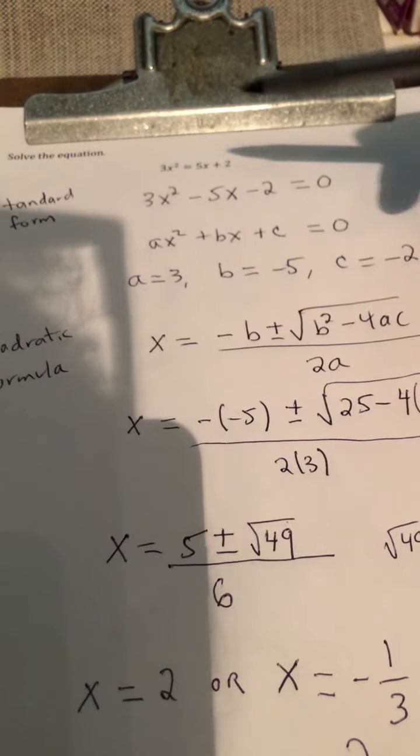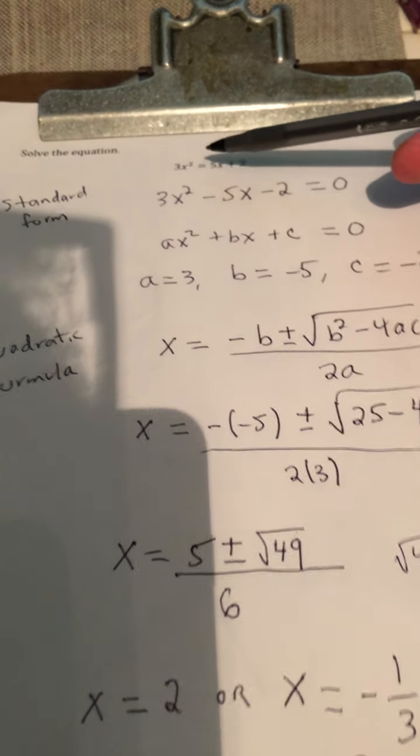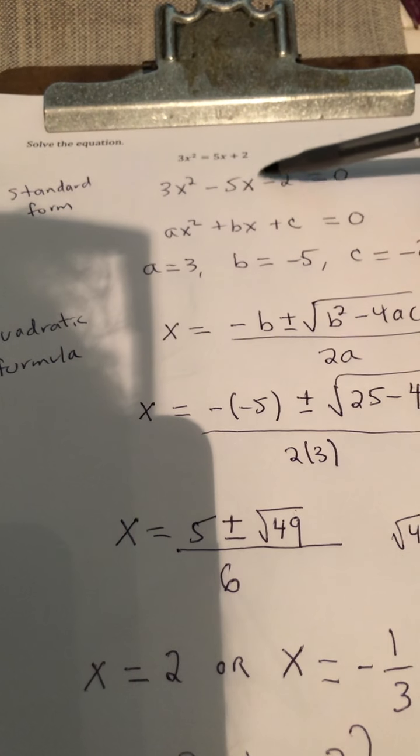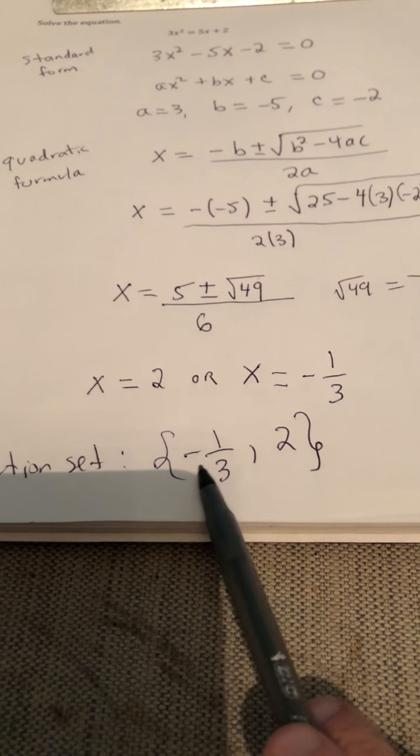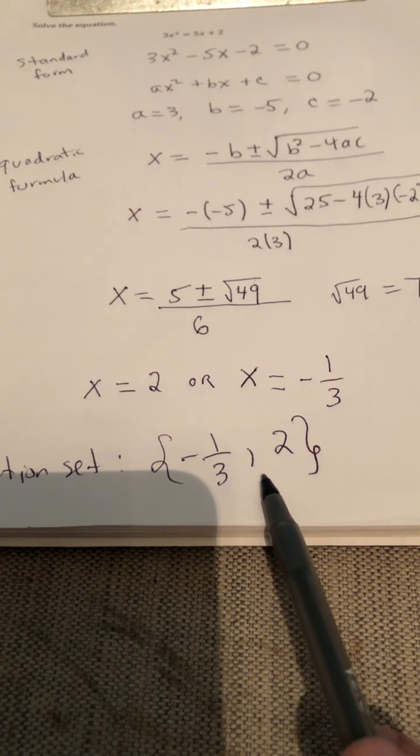So, the values of x that satisfy the equation 3x squared minus 5x minus 2 equals 0, those values of x are negative 1/3 and 2. You can check those.